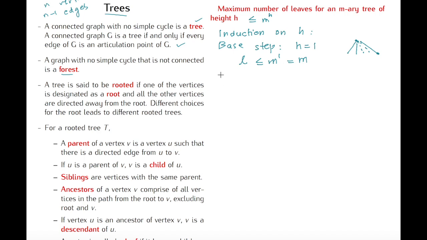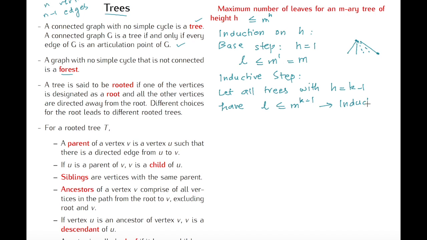Now the inductive step. Assume that all trees with height k minus 1 have number of leaves less than or equal to m to the k minus 1. This is my inductive hypothesis.